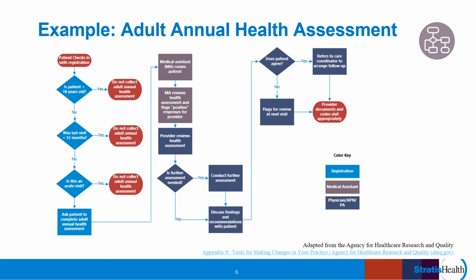If the patient is under the age of 18, had a visit in the last 12 months, or is there for an acute visit, the process ends with the red oval stating "Do not collect adult annual health assessment." If none of those are true, the patient is asked to complete the assessment.